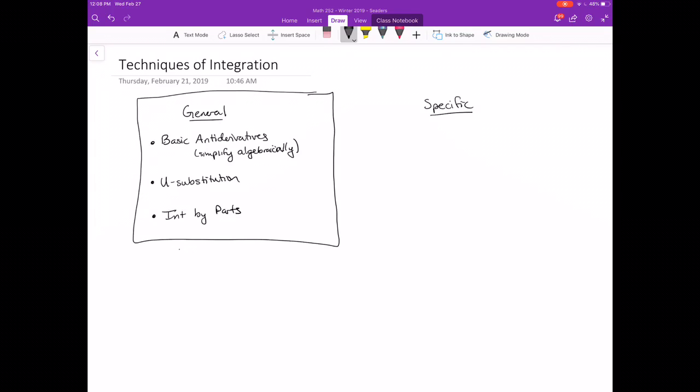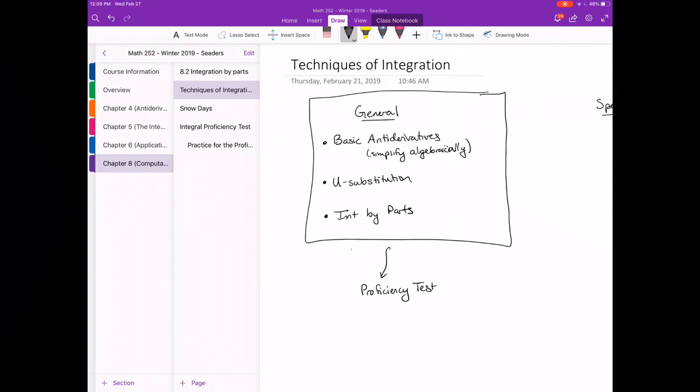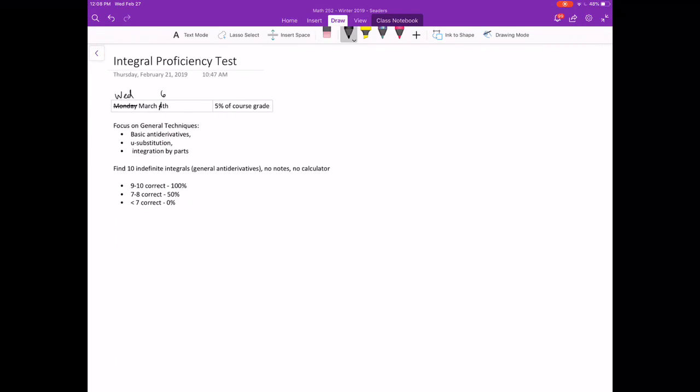And these are actually all of the general techniques, and they're super important, and so we are going to take a proficiency test on these. So the proficiency test is going to be in class, and we're going to postpone it from Monday to Wednesday just because of the snow days, and it's 5% of your course grade. It's going to focus on the general techniques, the basic antiderivatives, use substitution, and the integration by parts that we've already covered.